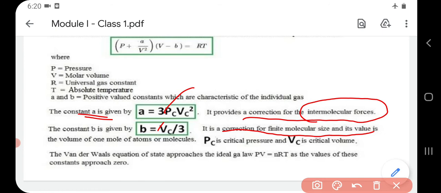And its value is the volume of 1 mole of atoms or molecules. So A and B are positive valued constants and they are the corrections included. A stands for the correction for intermolecular forces, whereas B stands for the correction for molecular size. So this Van der Waals equation will approach the ideal gas law PV equal to nRT as the values of these constants, that is A and B, approach 0.